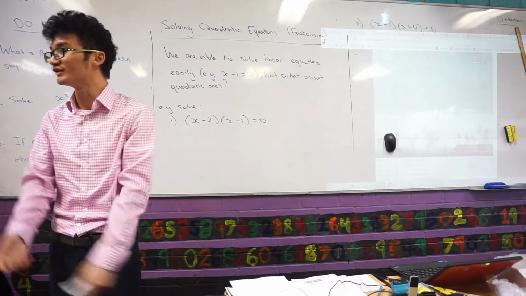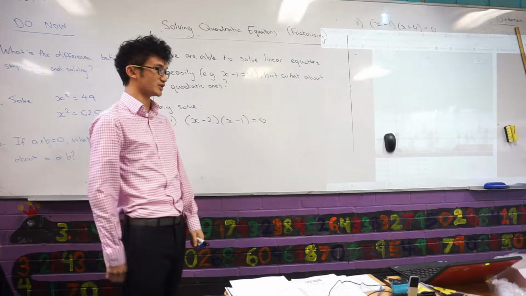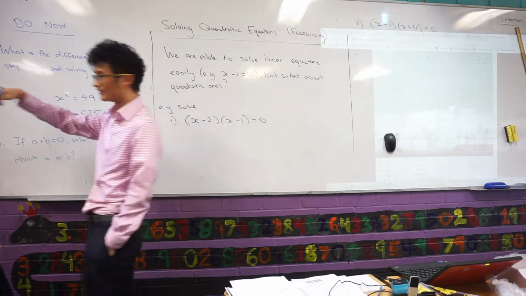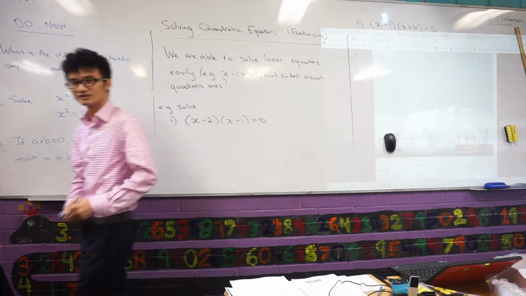So what we've been doing recently is looking at factorising and expanding quadratic expressions. But this is where I want to come back to the difference between simplifying and solving. Freya, what did you write for that first one there? The difference between simplifying. Wasn't too sure? Can someone help her out?